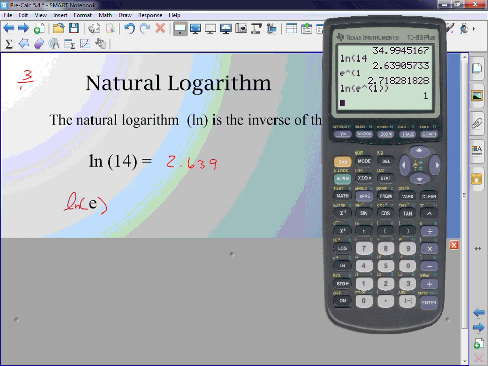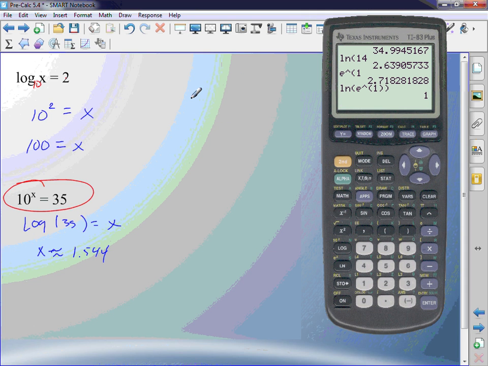Remember, 3/4. What's the inverse of 3/4? 4/3. ln is the inverse of e. They get rid of one another. You're just left with 1. The same thing with this stuff.